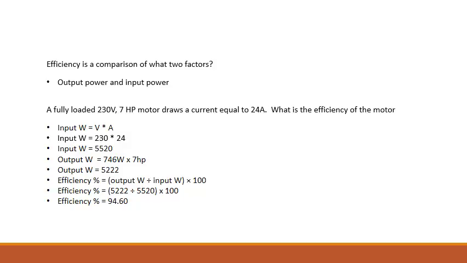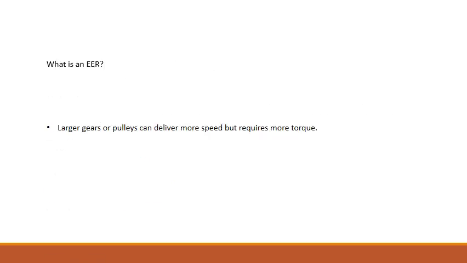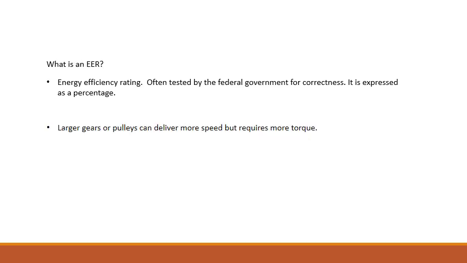To find out the efficiency with the information we've gathered so far, we make an equation again. Efficiency equals output watts divided by input watts, and you take that, multiply by 100, gives you the percentage. In this case, 5,222 divided by 5,520, which is 0.9460. Multiply that by 100, gives you 94.60% efficiency. What is an EER? That is energy efficiency rating, which is often tested by the federal government for correctness. It is expressed as a percentage.